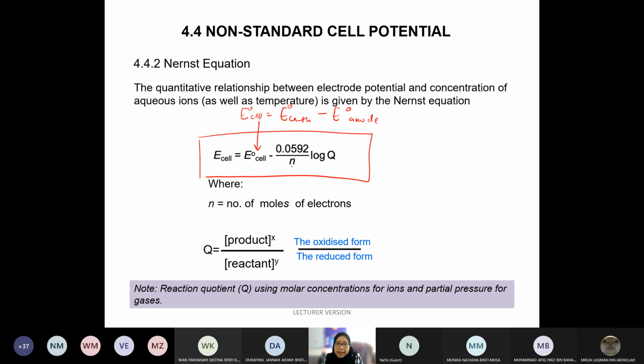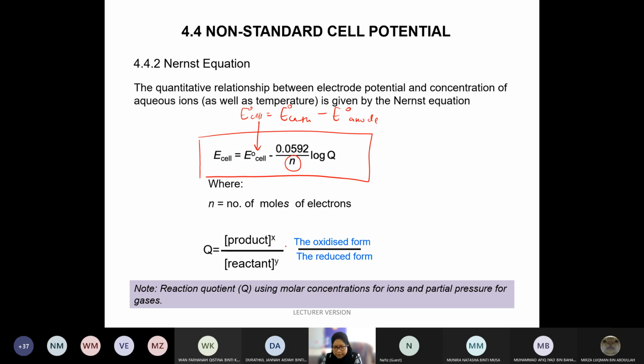0.0592 over n. Do you remember what n is? Number of moles of electrons. Then log Q. Remember Q? Quotient, the reaction quotient: product over reactant. It is good that you have studied this before. So Q is basically the concentration of product over the concentration of reactant.